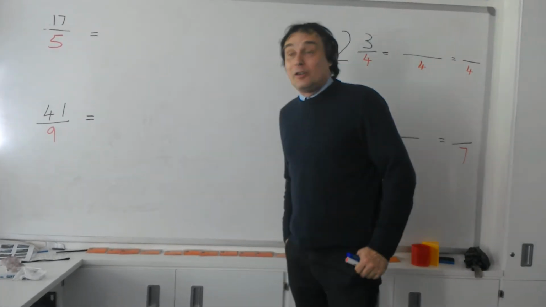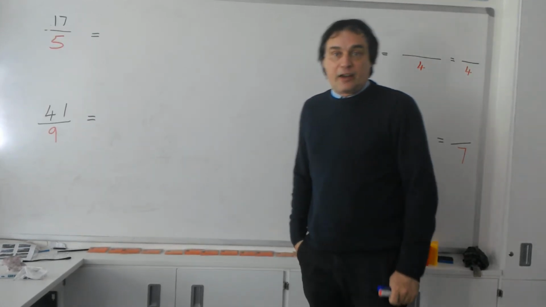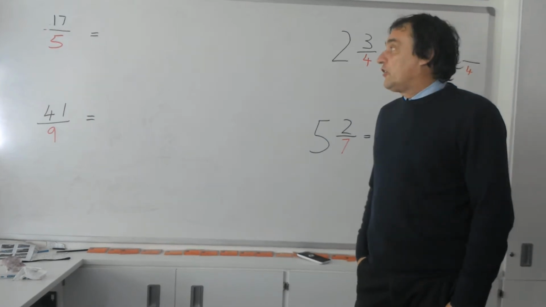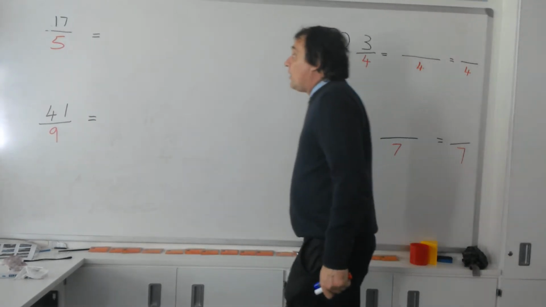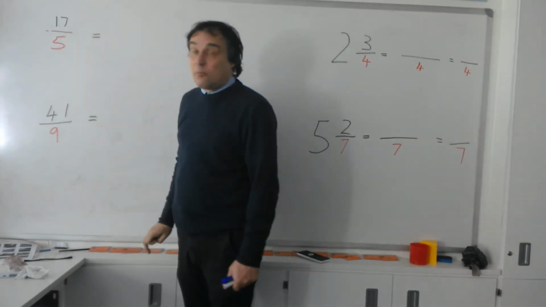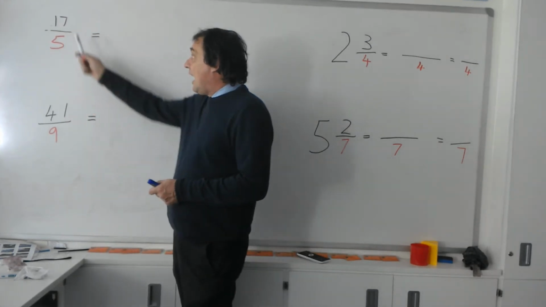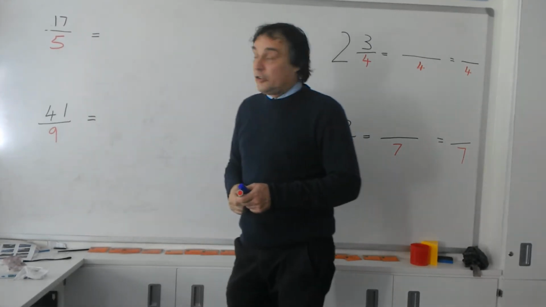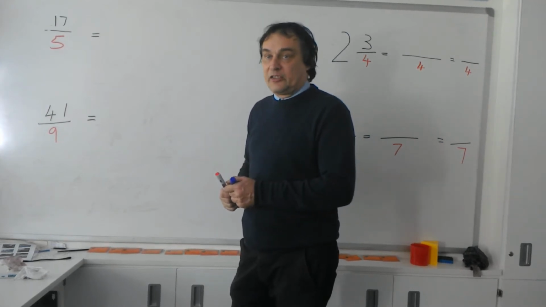What we're going to be looking at today is converting improper fractions into mixed numbers. Now, an improper fraction is where the top number, or the numerator, is larger than the bottom number, or the denominator. So as we can see here, our 17 is larger than the 5, so the numerator is larger than the denominator. It's an improper fraction.